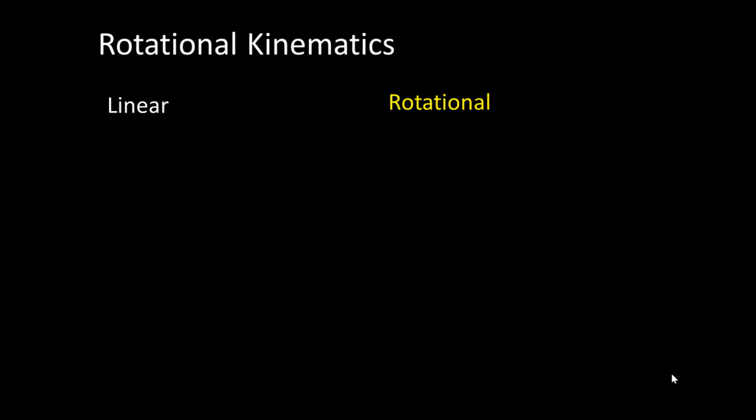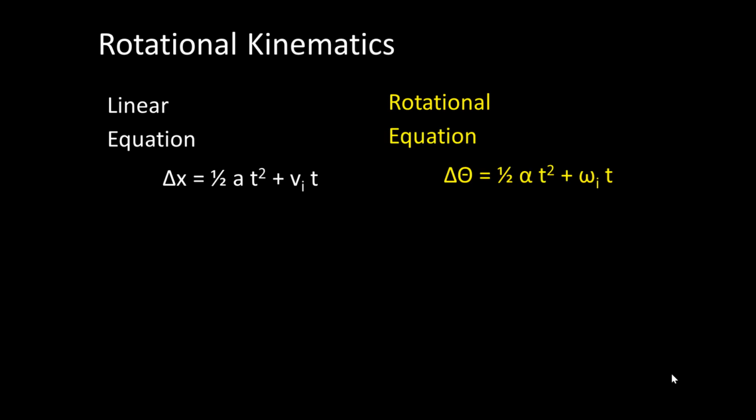If there are analogies in our variables, there have to be analogies in our equations as well, so let's go quickly through these. The linear equation: if I'm looking for my change of position, I can look at it this way. If I know my acceleration, my time and my initial velocity, it's 1/2 a t squared plus my initial velocity times time. The correlation to that in the rotational world is the change in my angular position is 1/2 times my angular acceleration times time squared plus the angular velocity times time.